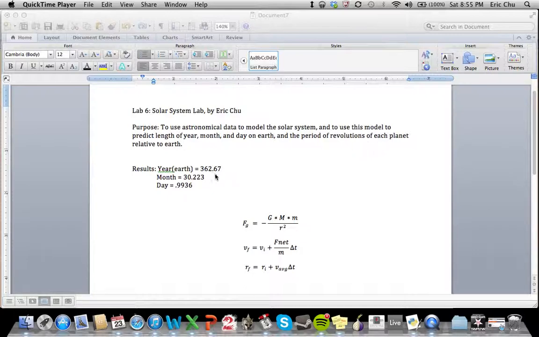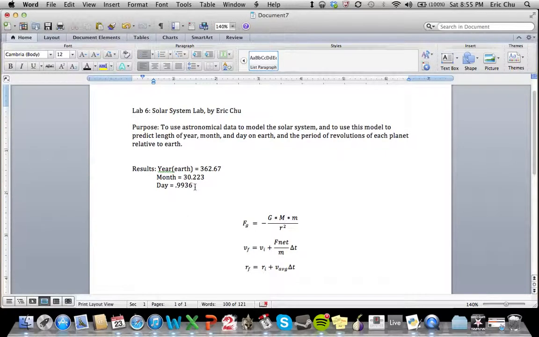In my results, I found the day on Earth to be 0.9936, which is very close to 1. The month to be 30.223 days, which corresponds to a regular month being either 30 or 31 days, and then a year to be 362.67 days, which is very close to 365. So my model was pretty accurate in predicting the length of a year, a month, and a day on Earth.